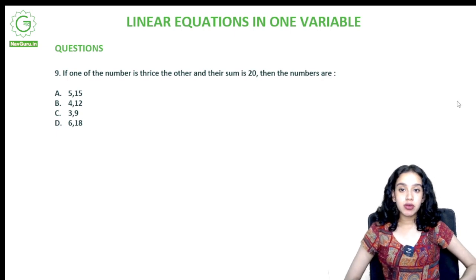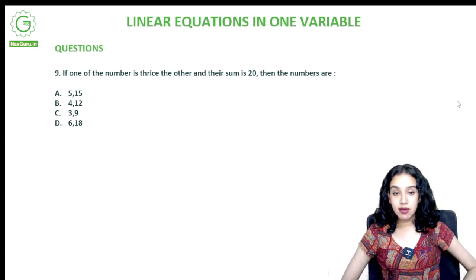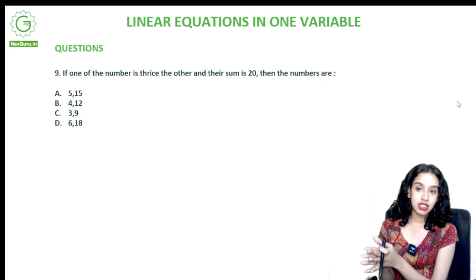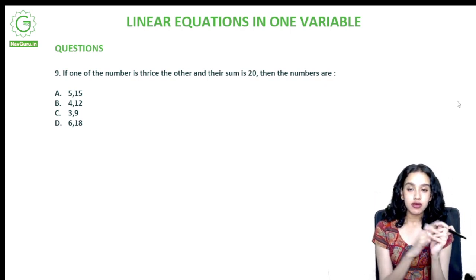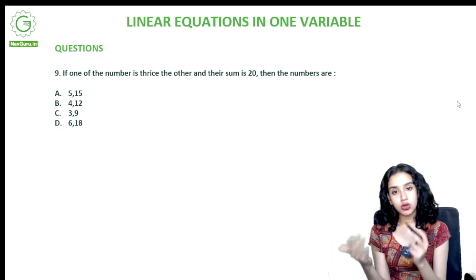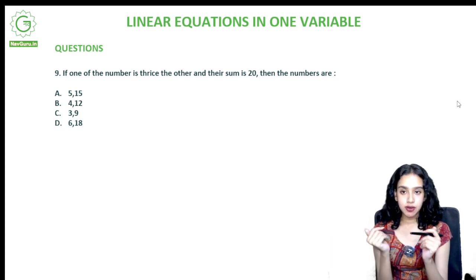Now, if one of the numbers is thrice the other and the sum is 20, then the numbers are. So when we get a statement like this, what do we do first? We just convert the statement into a mathematical equation, right?